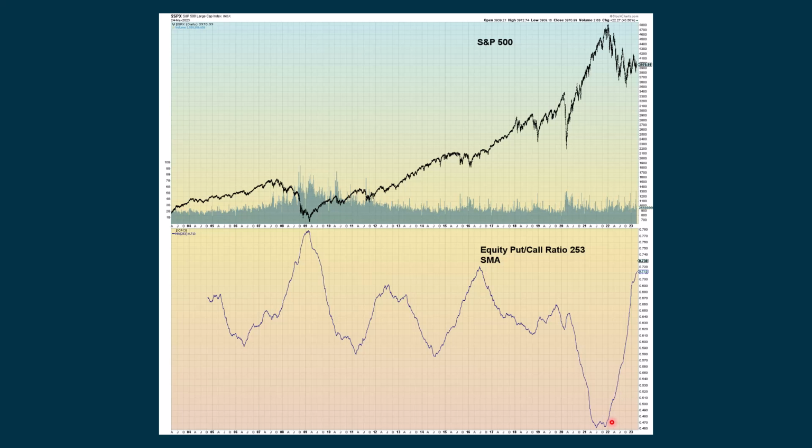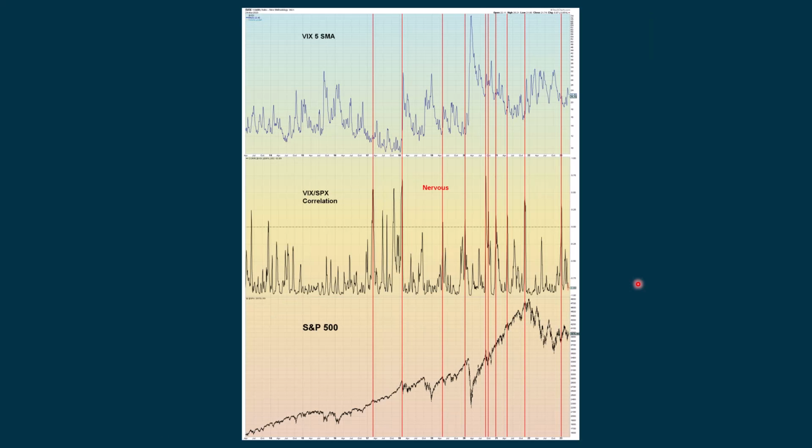Just to give us an idea, when the market's going down, this moving average will have a tendency to go up and vice versa. It looked like we were topping out and starting to roll over, but then with the recent banking crisis, this has picked up and started going higher again.